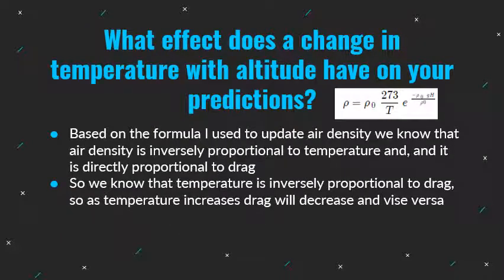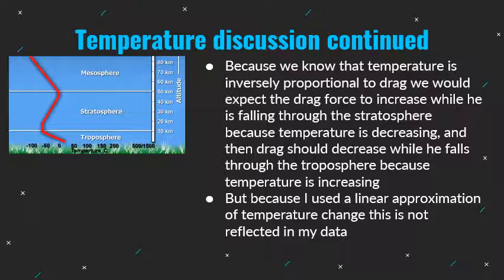And here's my second discussion question. What effect does a change in temperature with altitude have on your predictions? So based on the formula I used to update air density, we know that air density is inversely proportional to temperature, and it is directly proportional to drag. And so we know that temperature is inversely proportional to drag, so as temperature increases, drag will decrease, and vice versa.